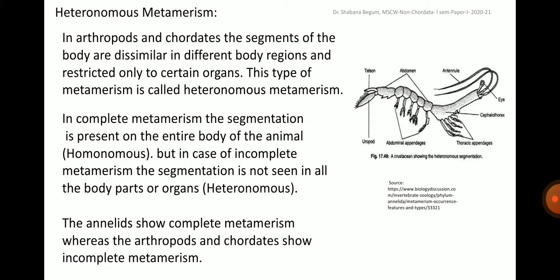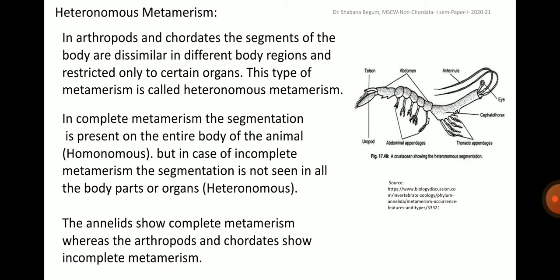What is heteronomous metamerism? So in case of arthropods and chordates, the segments of the body are dissimilar in different body regions and restricted only to certain organs. This type of metamerism is called heteronomous metamerism or incomplete metamerism.